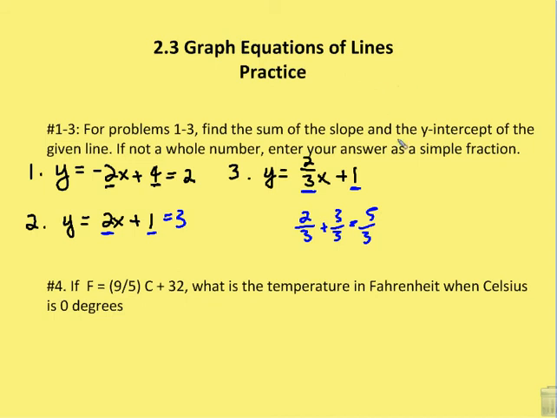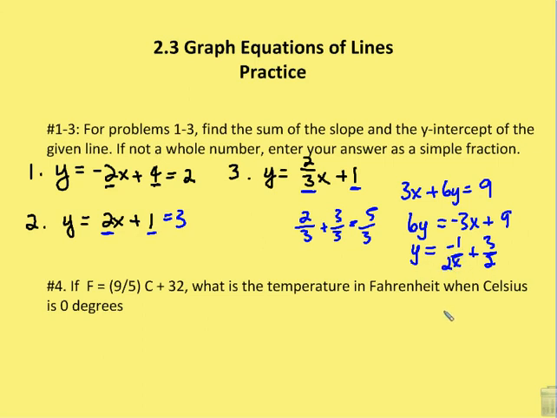Now what happens if I have something like this? 3x in standard form plus, let's say, 6y is equal to 9. Now what I want to do is rewrite this in slope-intercept form. So I subtract 3x from both sides, and I get 6y is equal to -3x plus 9. And then I divide by 6 to isolate the y, and I get y is equal to -1/2 x plus 3 halves, or 9 over 6.